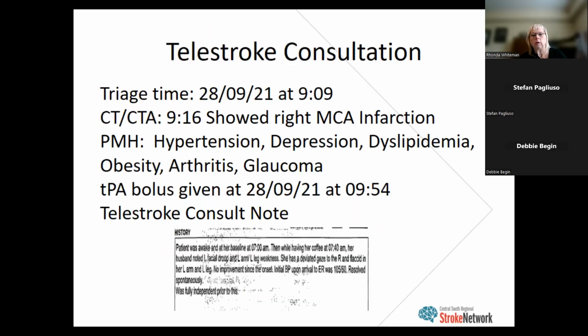So I'm going to go on to our next case. This is a telestroke consultation. Here we can see the triage note. Again, similar to the case we had before, arrival was 280921 at 9:09, had our CT at 9:16, and had the bolus given at 9:54. And you can see here the telestroke consultation note from the case that we presented earlier.